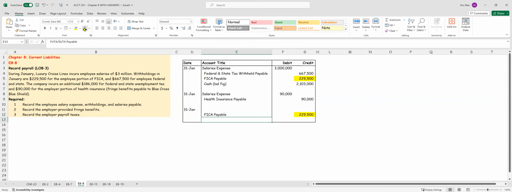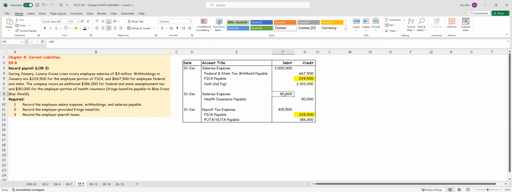The unemployment tax, the federal and the state unemployment tax, they've told us the amount is $186,000. This is 6.2% of that $3 million. But they've given us that number. We didn't need to do a calculation. So the total payroll tax is going to be a combined amount, these 2 numbers put together, $415,500.